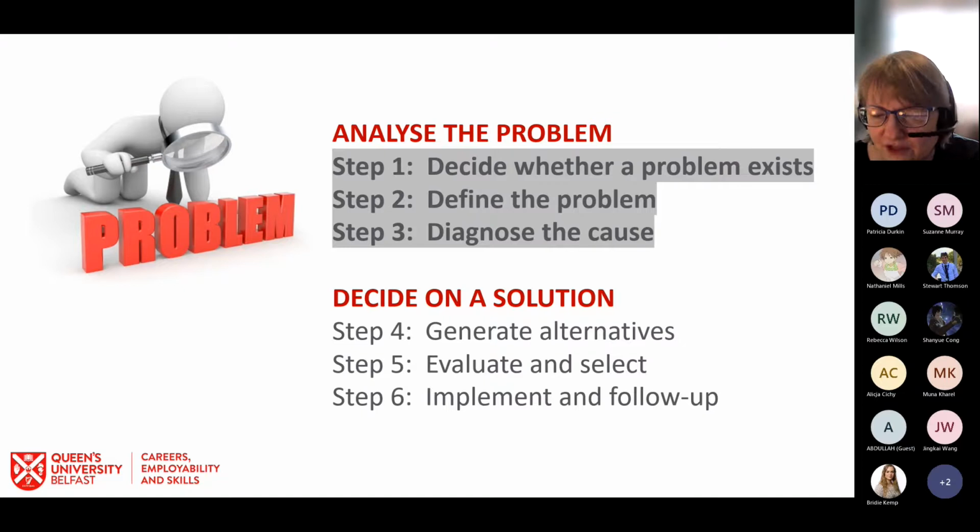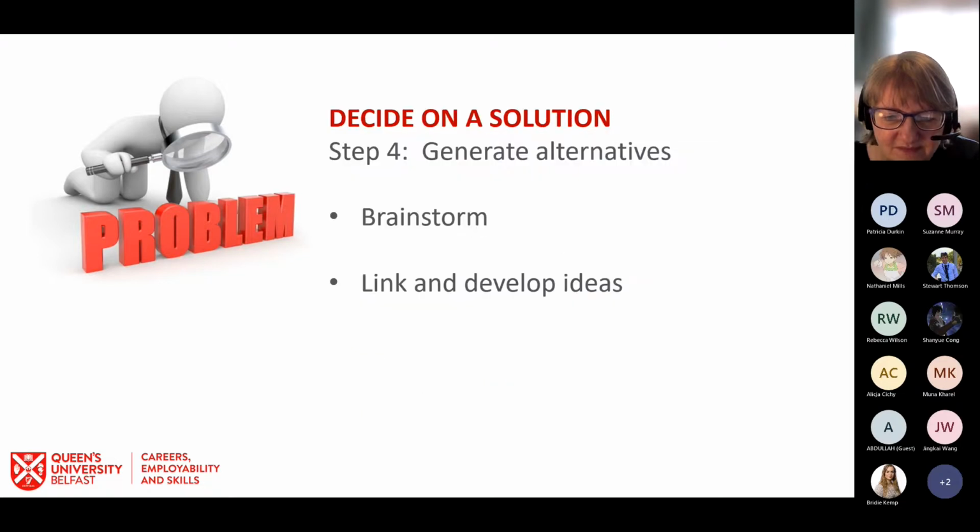So having completed the 3 steps in analyzing the problem, we then move on to deciding on a solution, essentially the decision-making part of the process. So step 4 then is generate alternatives. And at this stage in the problem-solving process, the essential task is to identify as many solutions as possible.